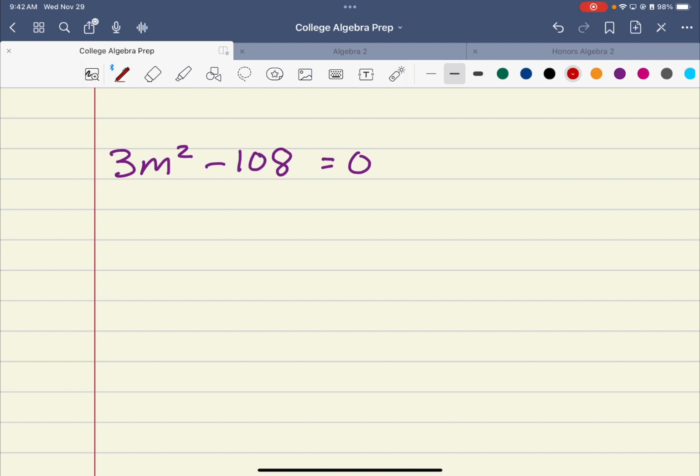3m squared minus 108 equals 0. Now there's no b value. Well, we still follow the rules. It's subtraction. Is it a difference of squares right now? Do you know the square root of 3? You don't know the square root of 3. So we can't use difference of squares yet, so we have to look for a GCF. 3 goes into both of them, so I'm going to take a 3 out. If I take 3m squared divided by 3, I'm left with m squared. 108 divided by 3, 36.